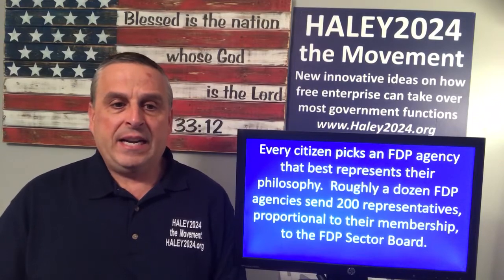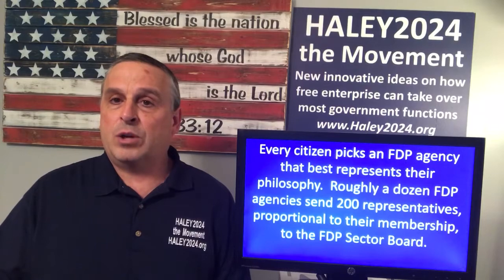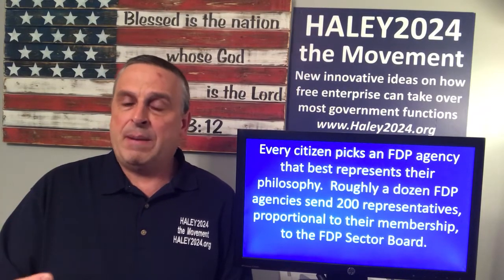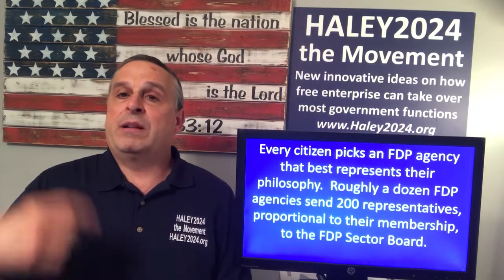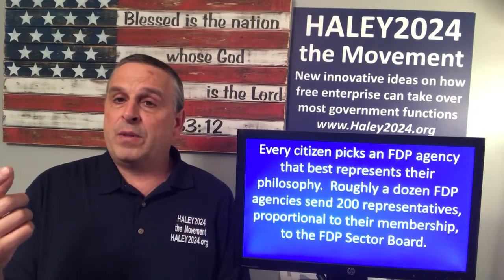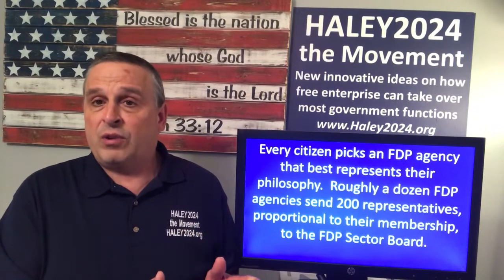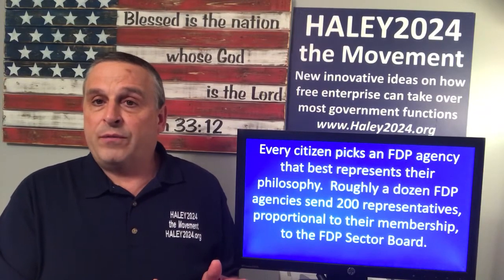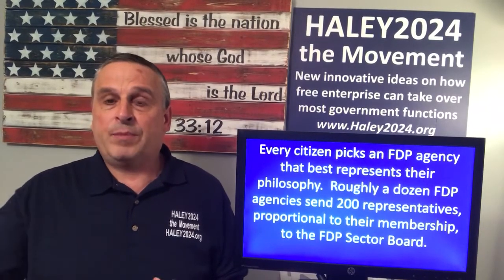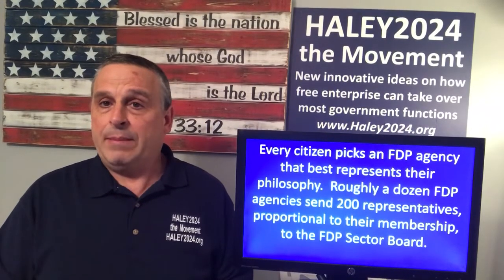So roughly a dozen DFP agencies send, I'll say 200, because there are almost 200 countries in the world, and they're going to staff up the State Department. They'll all be ambassadors and the like. Each one comes with the representative vote related to their membership. So we have only 12 DFPs, but we send 200. Somebody with 10% is going to send 20 of them because you need that many.